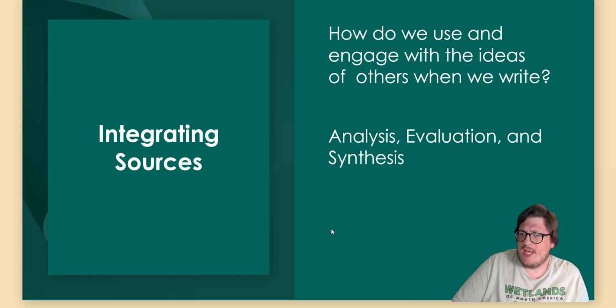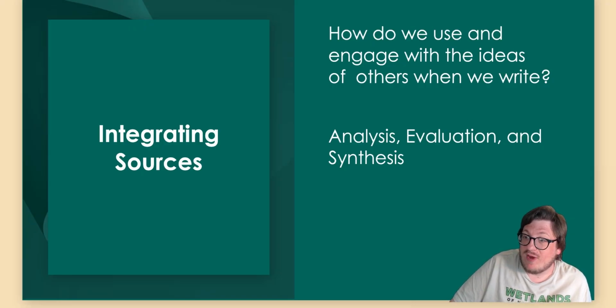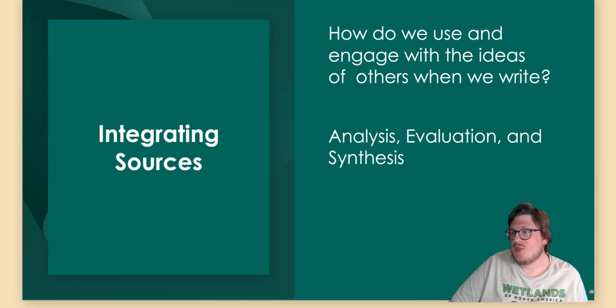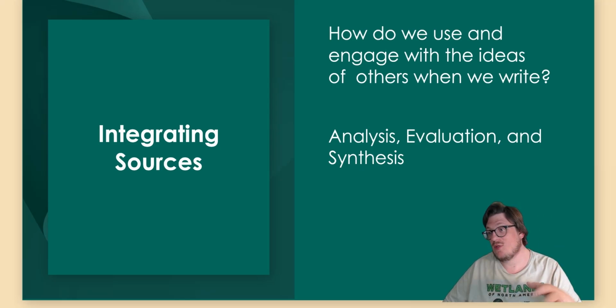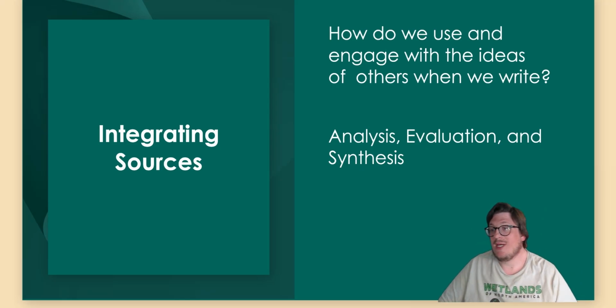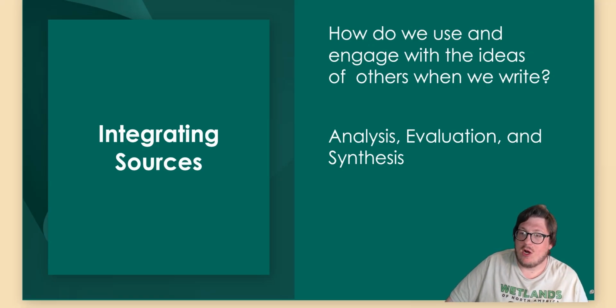So today I want to talk to you a little bit about integrating sources. This is something we do a lot in research writing. It's kind of the thing that we do the most. We go out and research and find sources, and then we use them in some way. So how do we use them? How do we engage with those other sources when we write? Now, there's three main ways in which we can do that, and they are analysis, evaluation, and synthesis.